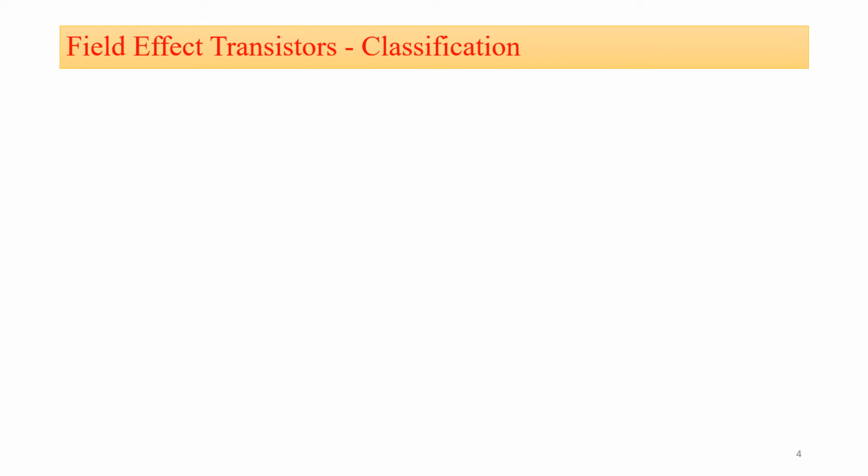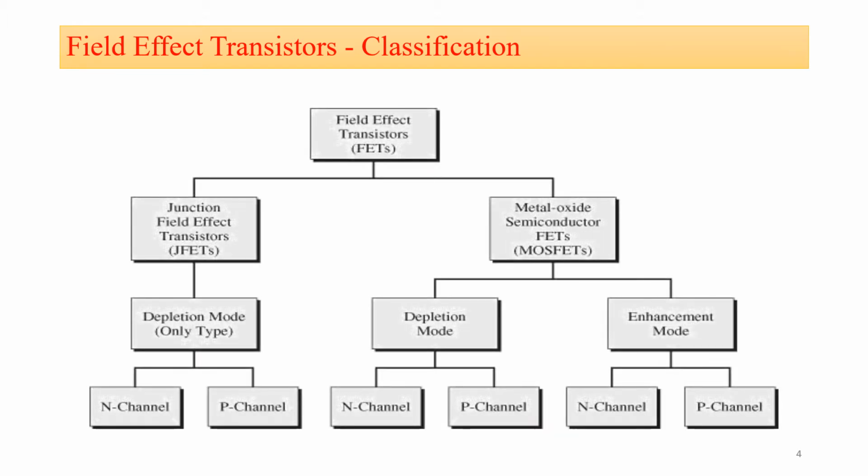Now let's see the classification of the field effect transistors. Now the field effect transistors are basically classified into two types. First one is your junction field effect transistor, that is JFET, and second one is metal oxide semiconductor field effect transistor, that is MOSFETs. And JFETs are only one type, that is a depletion type of mode, and again there are two types of depletion type of mode, that is N channel and P channel JFETs.